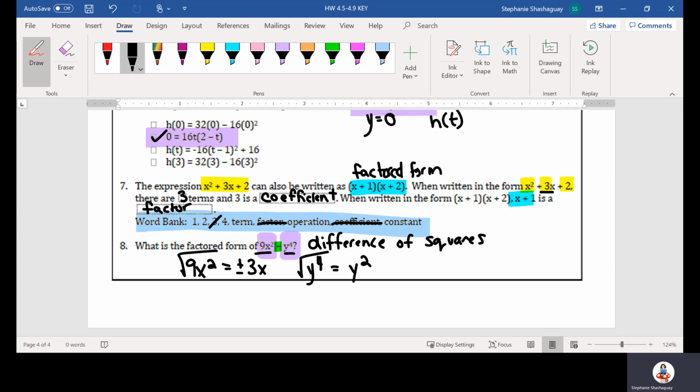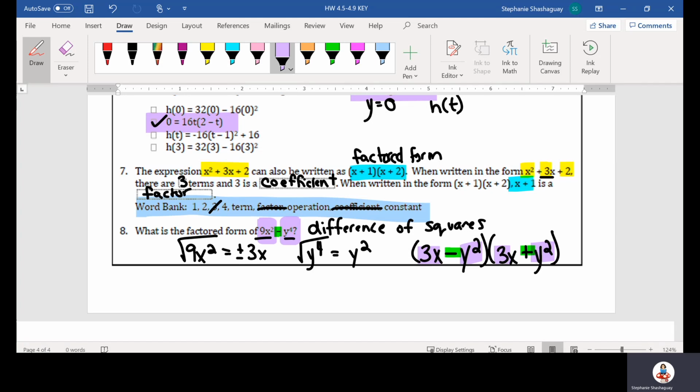polynomial, and when you have a difference of squares polynomial, you can rewrite that as 3x, because the square root of 9x squared is 3x, minus y squared, and then you would have 3x plus y squared. And that's when you have a positive and a negative and you have two perfect squares like we did in this example. It's just a quicker and easier way to factor a polynomial if you have a difference of squares.